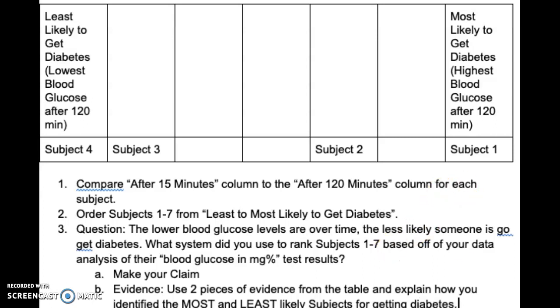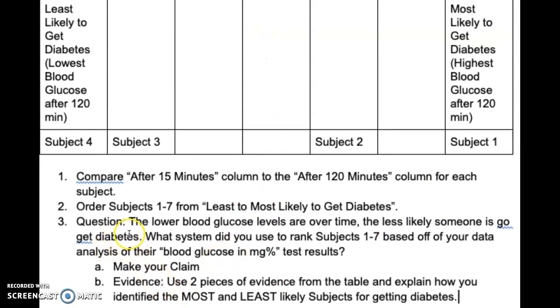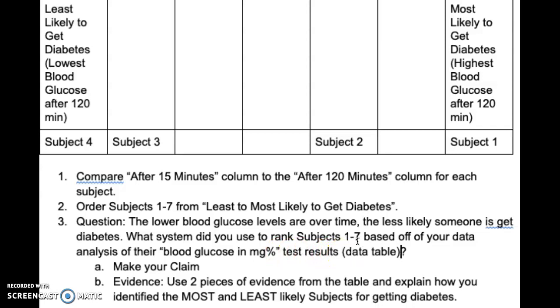Okay. So what I want this to look like for you is the question: the lower blood glucose levels are over time, the less likely someone is to get diabetes. What system did you use to rank subjects 1 through 7 based off of your data analysis of their blood glucose in milligram percentage test results? This refers to the data table.